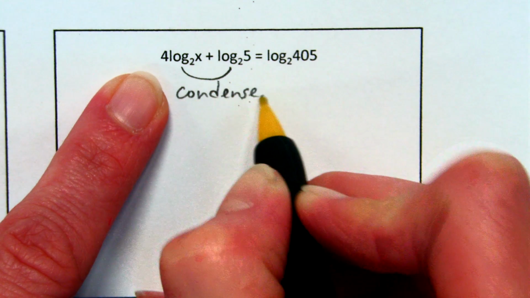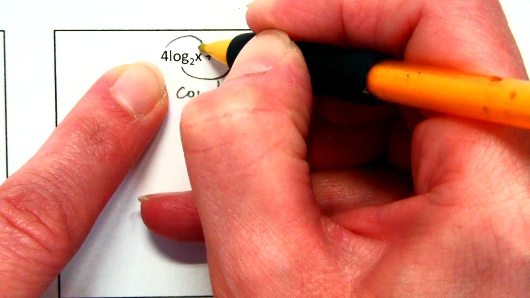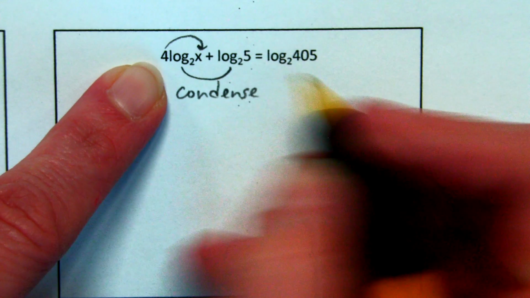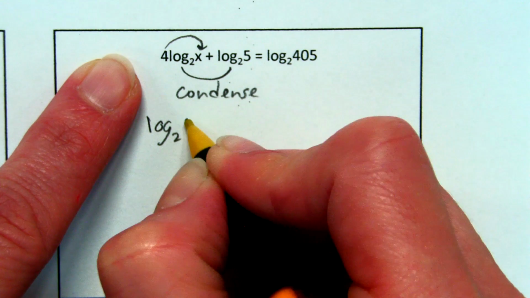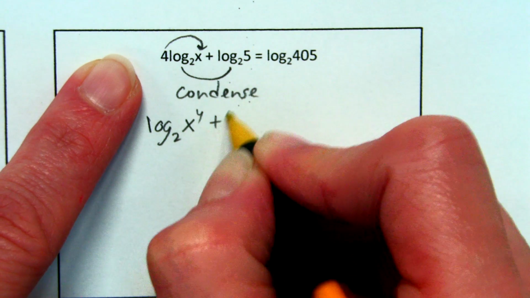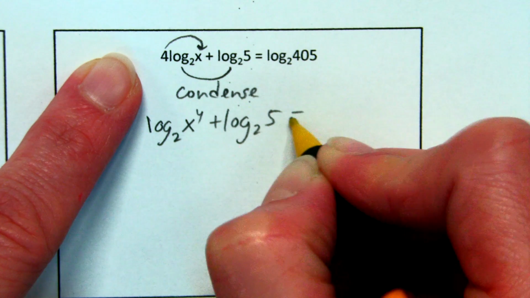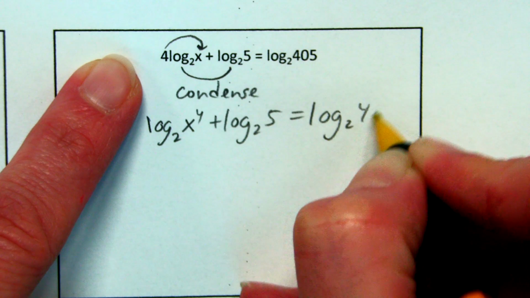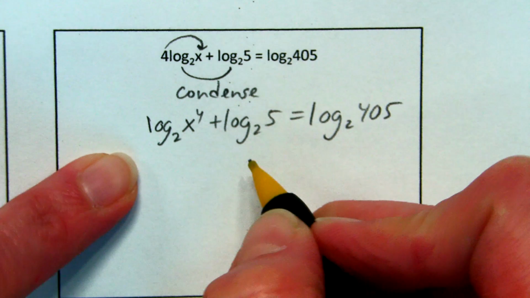So on the next one, I want to condense this side again. I've got 2 logs on this side. I want to condense it. Remember, if there's a number in front, you want to turn that into a power first. So that would be log base 2 of x to the 4th plus log base 2 of 5. And you could do this all in one step. I'm just breaking it up to hopefully not be super confusing.